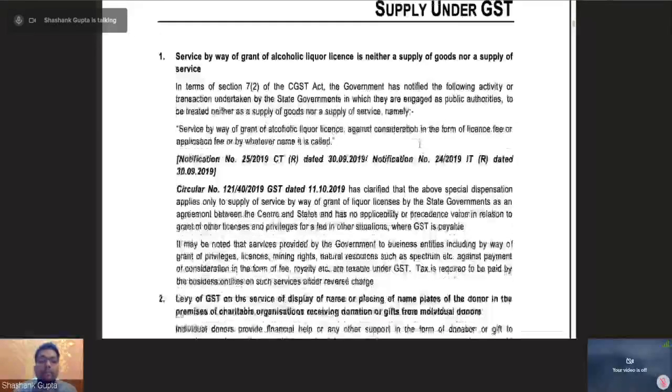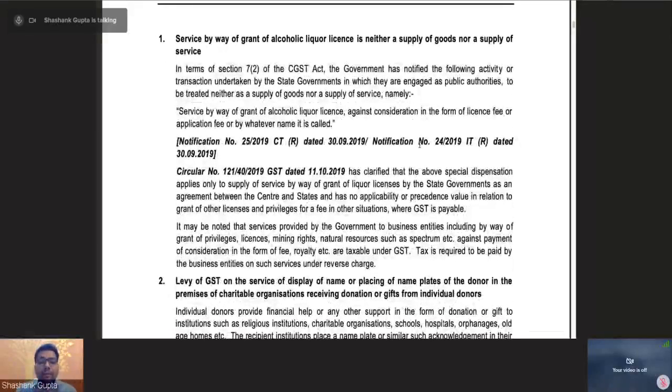Okay. Plus, it has also been clarified that this exclusion is only for alcoholic liquor license. A lot of other licenses are given, like mining license, privilege license, exploitation of natural resources license, and for that also fee is charged. But there, GST will be applicable as it is. It is only for service by way of grant of alcoholic liquor license against consideration in the form of license fee or application fee, which shall be outside the purview of GST.